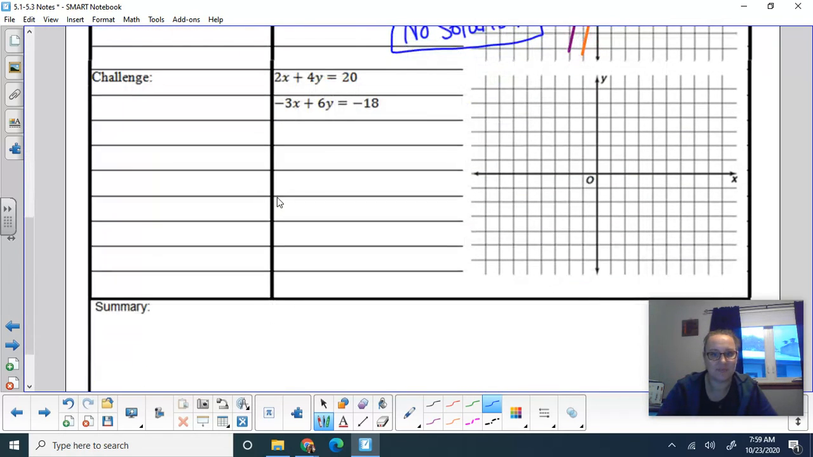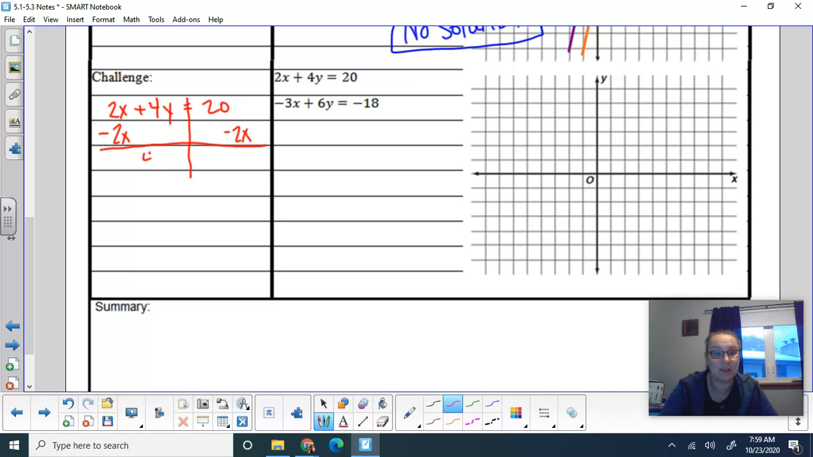All right. Got one more question for you, and this one is a challenge question. In this case, neither one of my equations has y by itself. So I'm going to go ahead and rewrite the top equation over here, and we're going to have to get y by itself by doing some balancing. When I go to get y by itself, I'm going to begin by subtracting 2x from both sides.